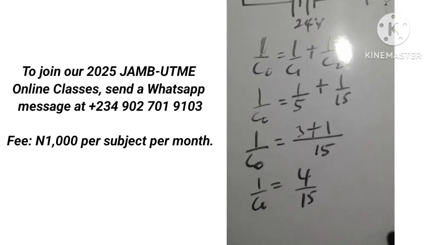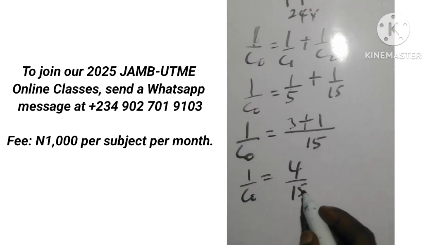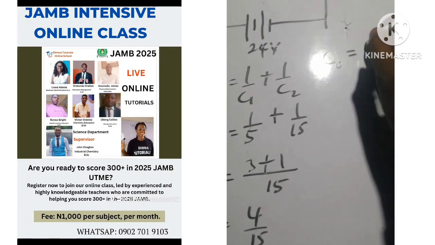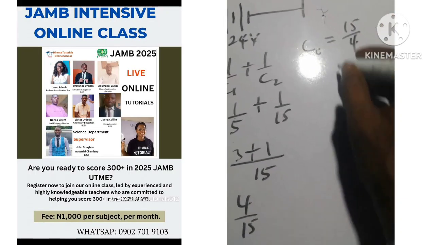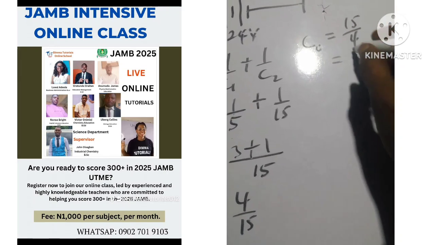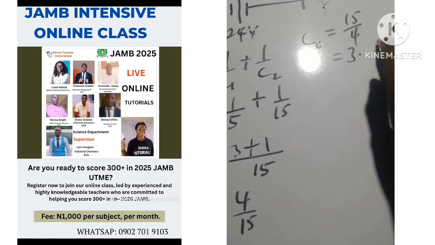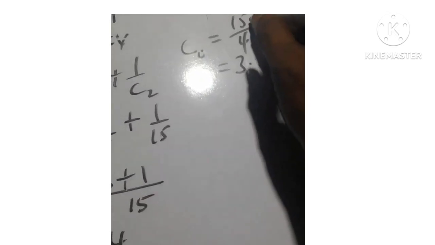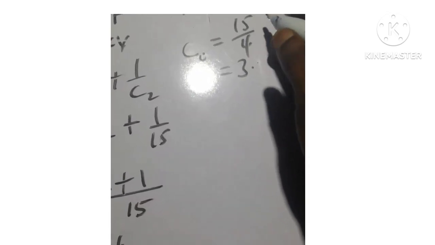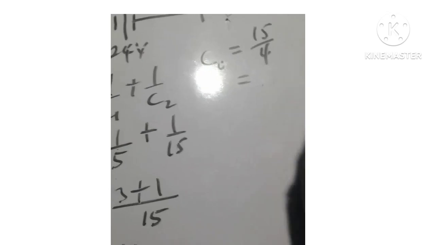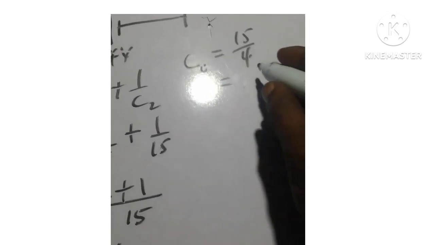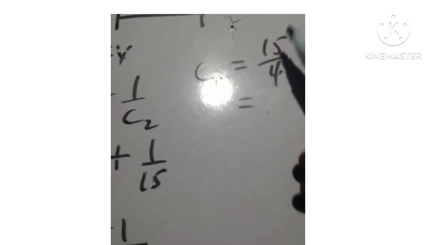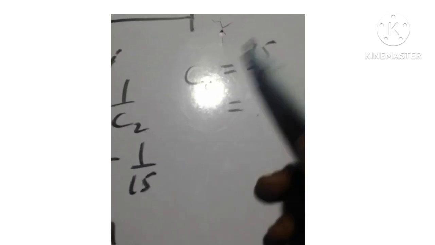Now, this 4 over 15 we have here, for me to get the C0, this 15 will go up, 4 will come down. So at this point, our C0 equals 15 over 4. Let me just leave it as 15 over 4. And don't forget that this is in microfarad. Now, this one is the series connection, this is the total series connection.